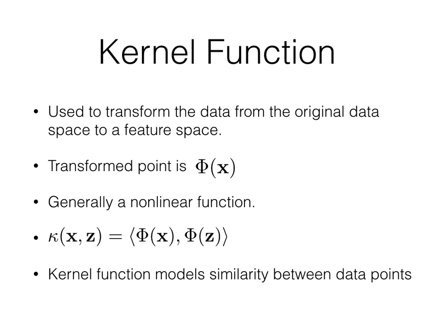So what the kernel function does is it's used to transform the data from the original data space into something called a feature space. And typically the feature space is much more highly dimensional. So the transformed point, instead of being x, is phi of x. Generally it's a nonlinear function, and we have a kernel function, kappa, that takes data point x and data point z, and what it is is the dot product. That's what those two angle braces mean. So the dot product of x and z that have been transformed into the feature space using that phi.